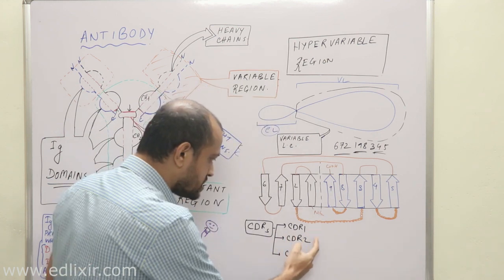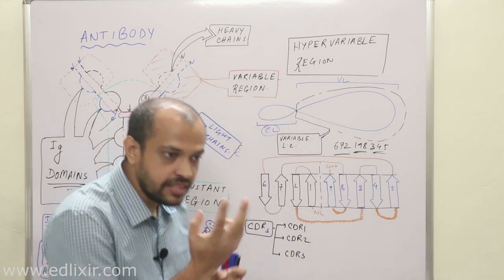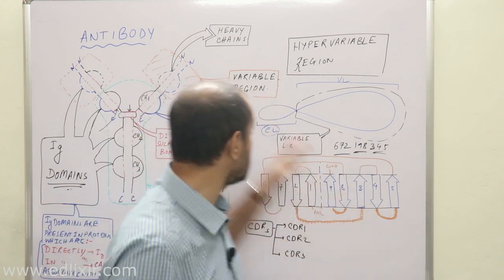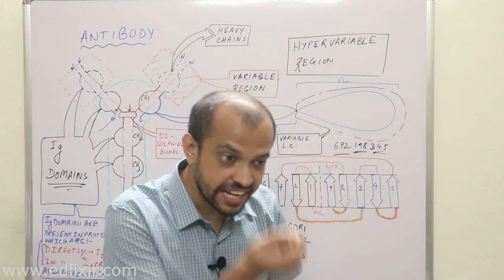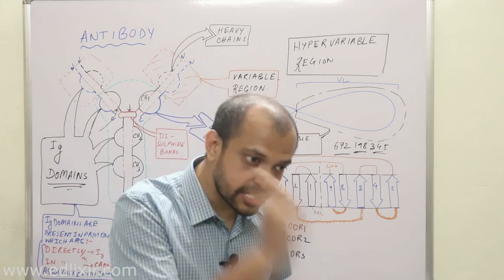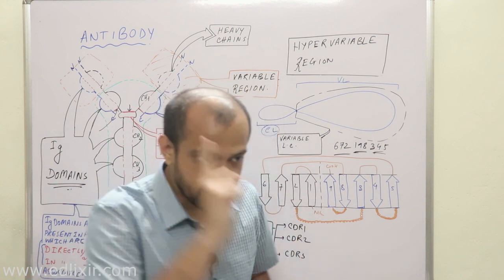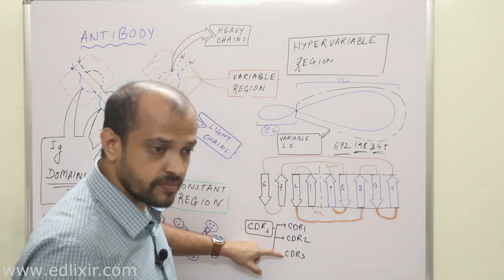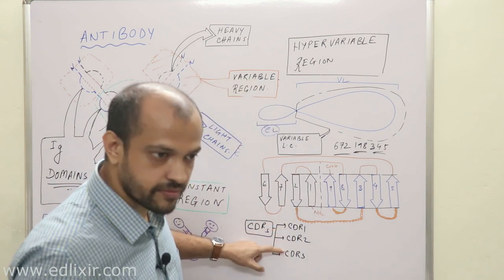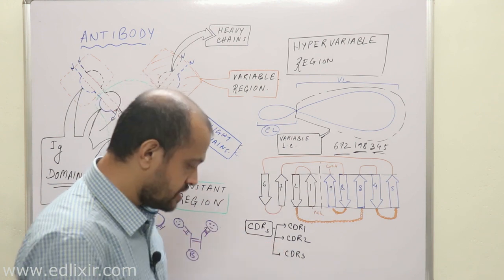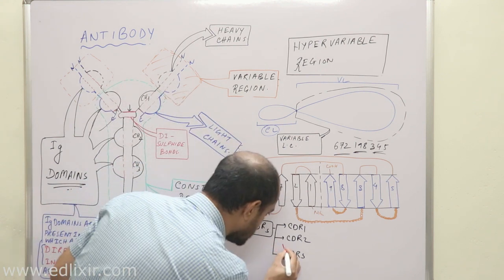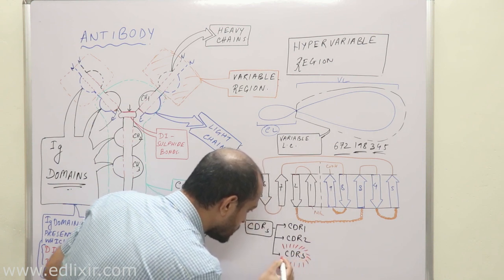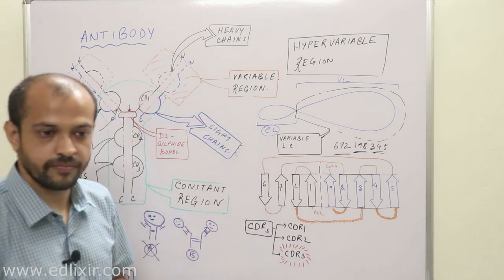Now listen. So CDR1, CDR2, CDR3, these are the 3 CDRs or complementarity determining regions or hypervariable regions, which help in identifying the exact shape of what? Antigen. But a very important point you need to understand is this: among these 3 CDRs, the third CDR, that is CDR3, is the most variable. CDR3 is the most variable.